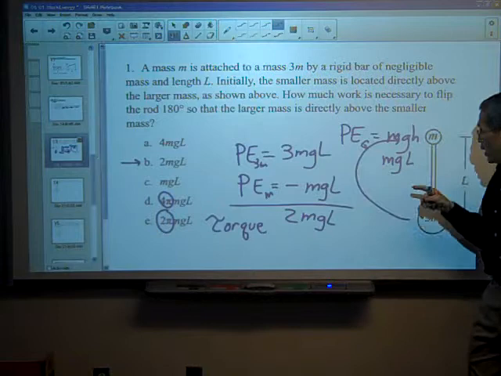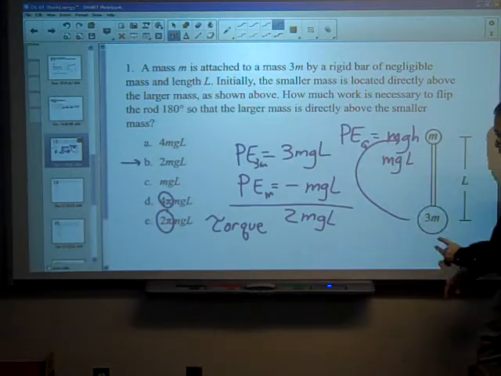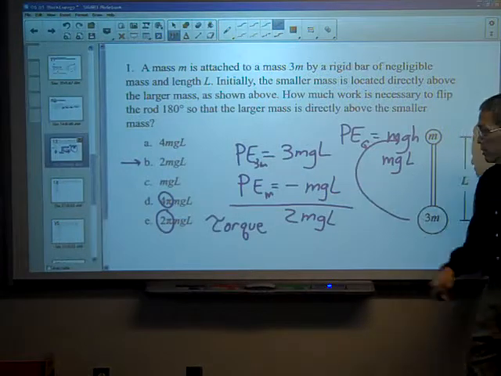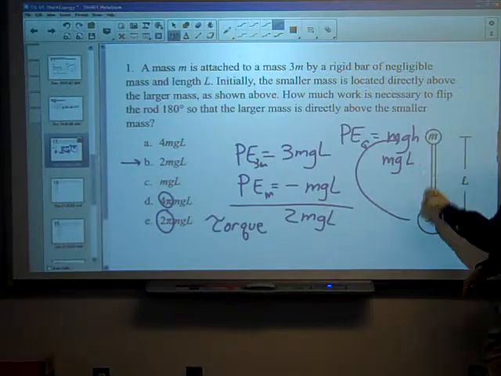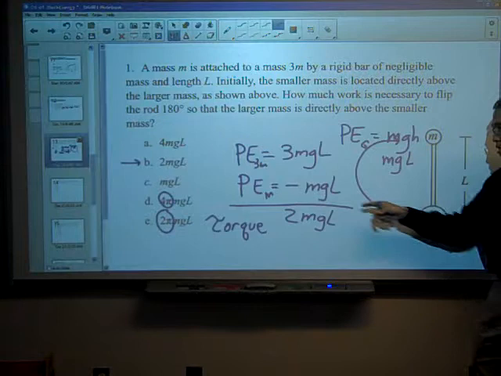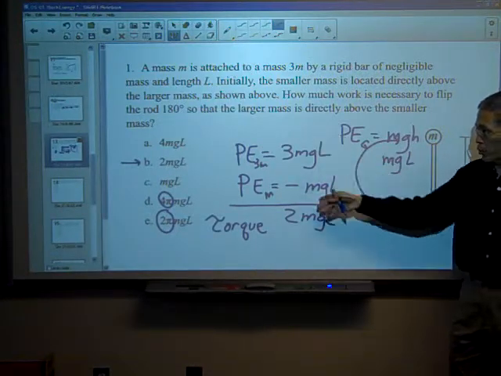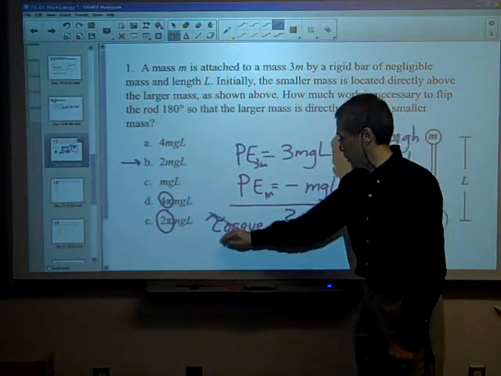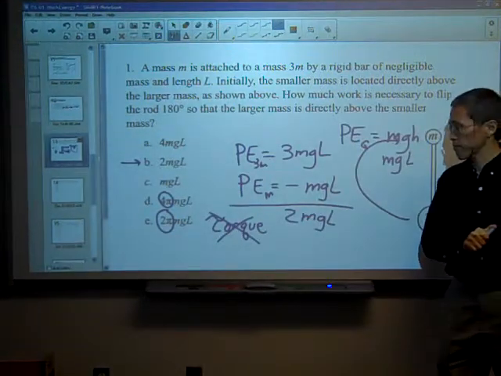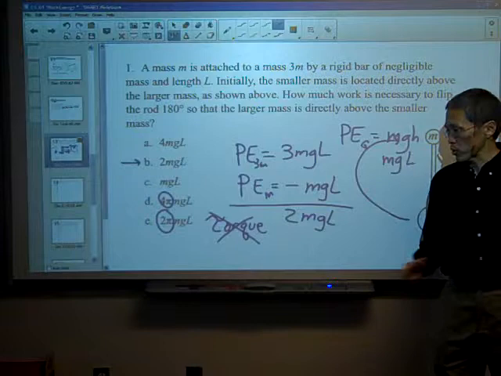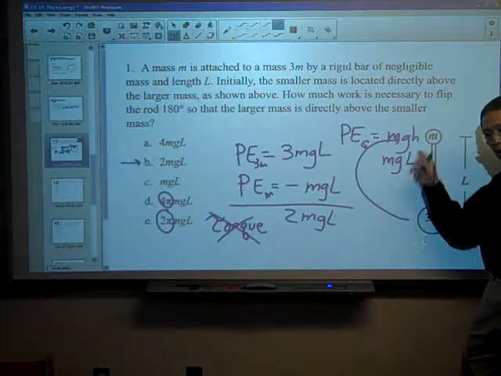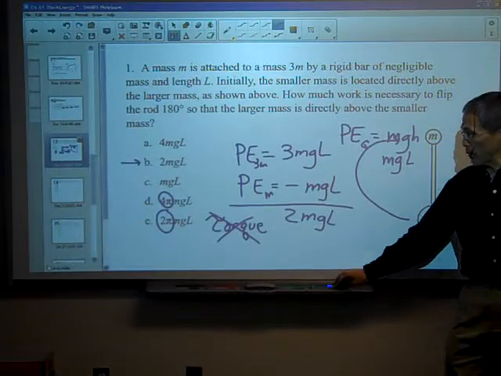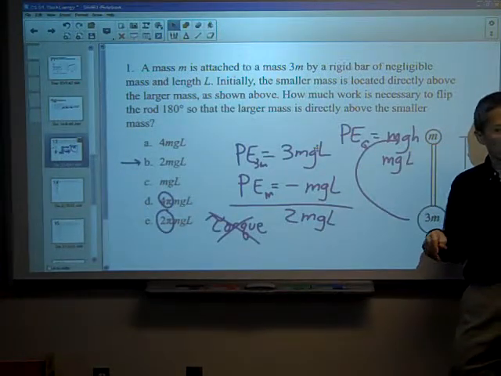Well, the reason is that it didn't. The work to get this guy up there was 3mgL, and the work to get this guy from there to there is actually negative mgL. So when you add those two together, you get the total to be there. We're not going to use torque. So we actually have positive work to get the 3m up and negative work to get the m down. And that's why I need to talk about the negative work too.